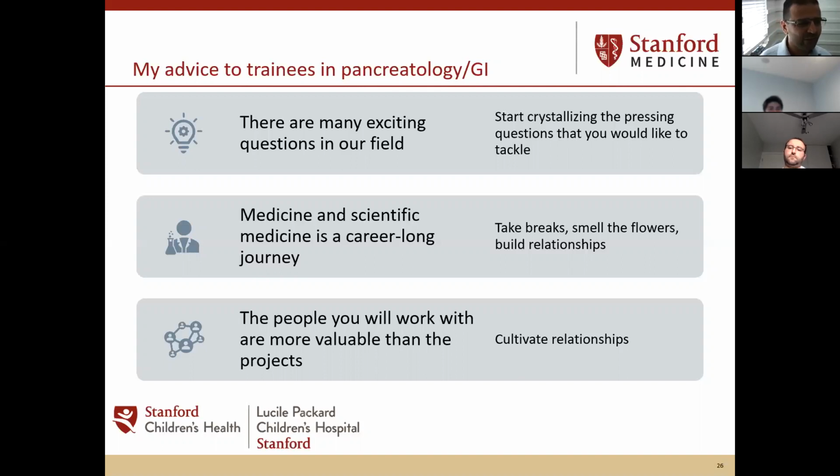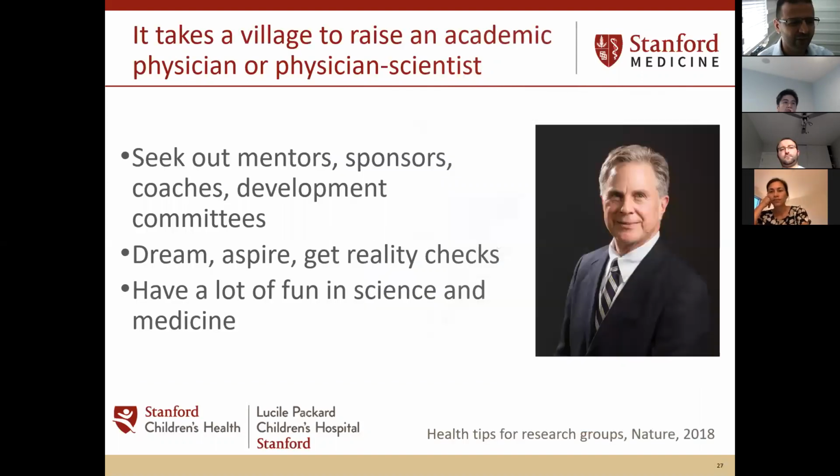And so cultivate those relationships, because that will carry you much further. And the last point is, it takes a village to raise an academic physician or physician scientist. And so seek out mentors.